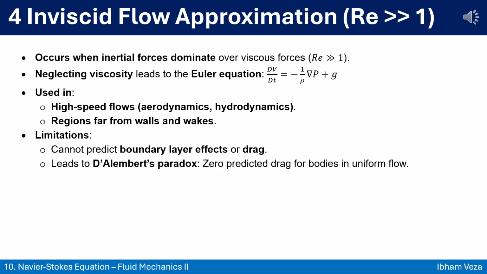In fact, it leads to D'Alembert's paradox, a theoretical result that suggests there should be zero drag on a body in steady, uniform, inviscid flow. We know that's not true in real life, but it shows how idealizations must be handled with care. Use inviscid flow for simplicity and speed, but always remember what it leaves out.